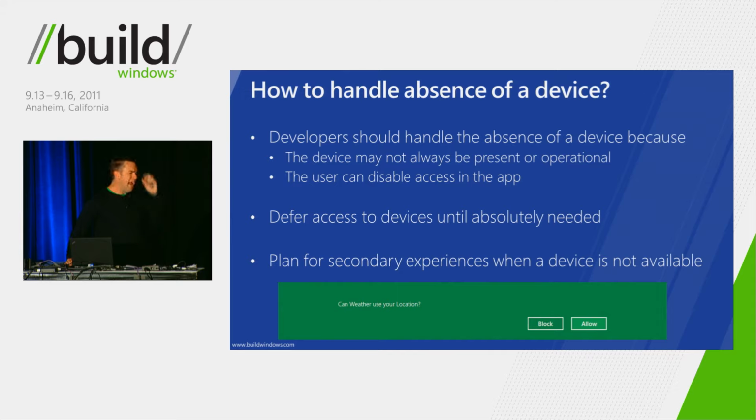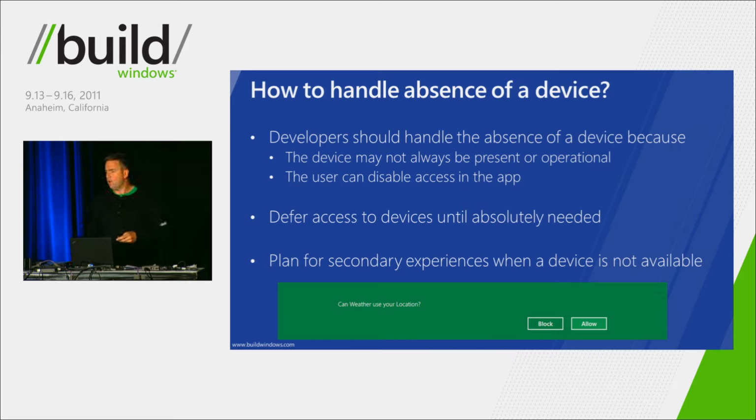So how do you handle the absence of a device? There are two ways that your app can fail to get access to a device. One, the device isn't present on the PC. It's really hard to get access to a webcam that a user doesn't own. And two, the user has not decided to allow access to the device, either globally or for your application. So you definitely need to take that into account when you're designing your app.